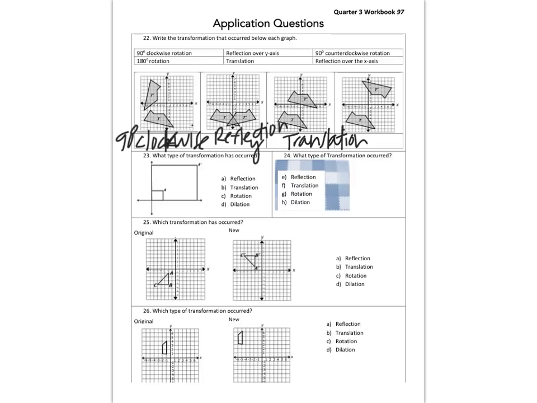And finally, we've taken this figure here and we've rotated up 2 quadrants. So that would be a 180 degree rotation. Alright, 23. So here's my original without the prime, and we made it bigger. So we've changed the size, therefore that would be a dilation.